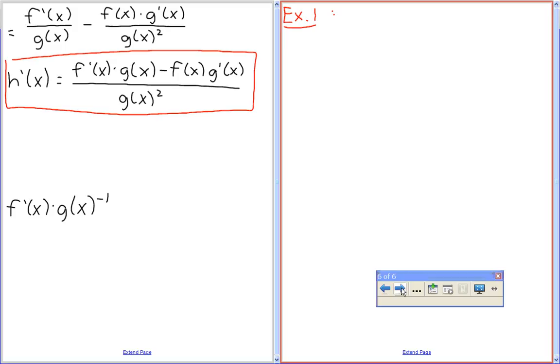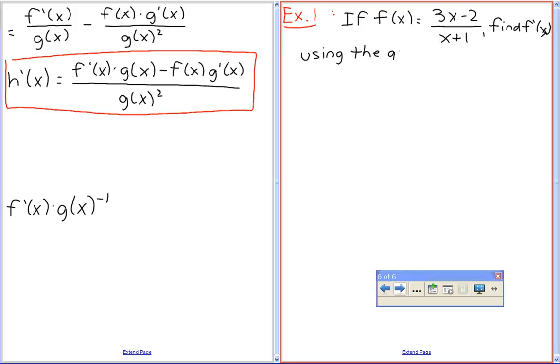Let's do: if f of x equals 3x minus 2 over x plus 1, find f prime of x using the quotient rule. On the test where you specify what you have, I will say using the quotient rule for one question. Every other question, if you don't want to use the quotient rule, you're just going to take ten times longer. So I will not force you.